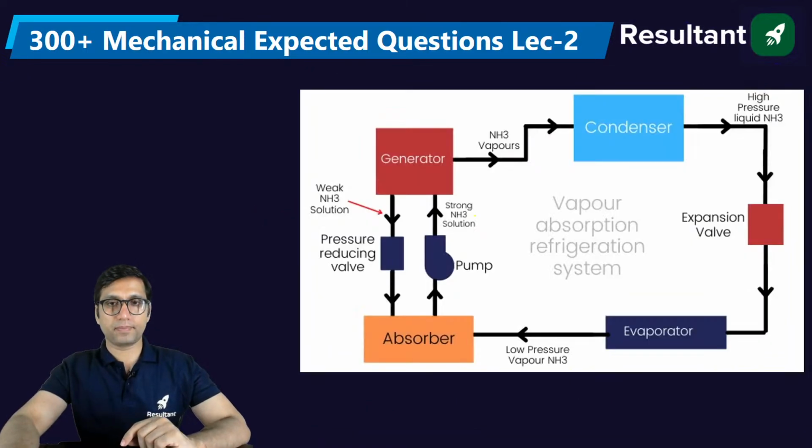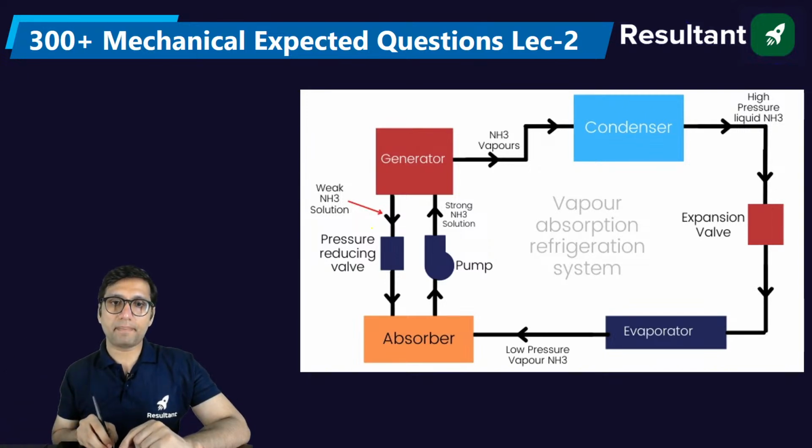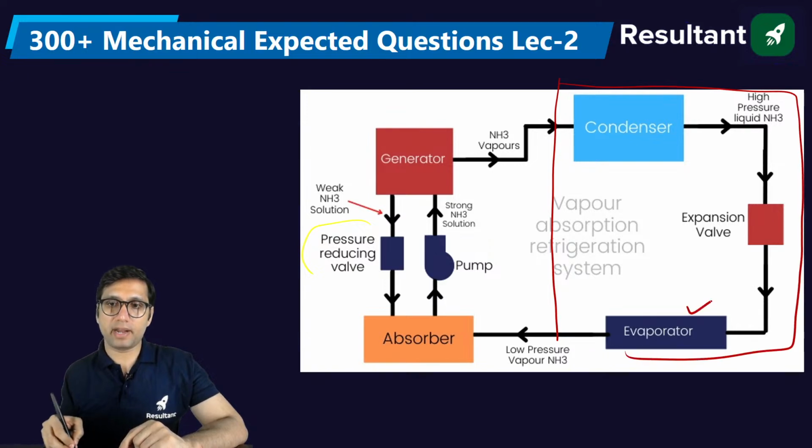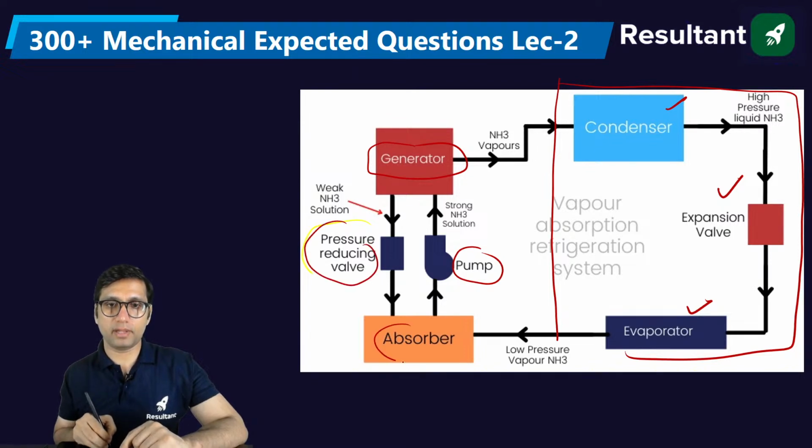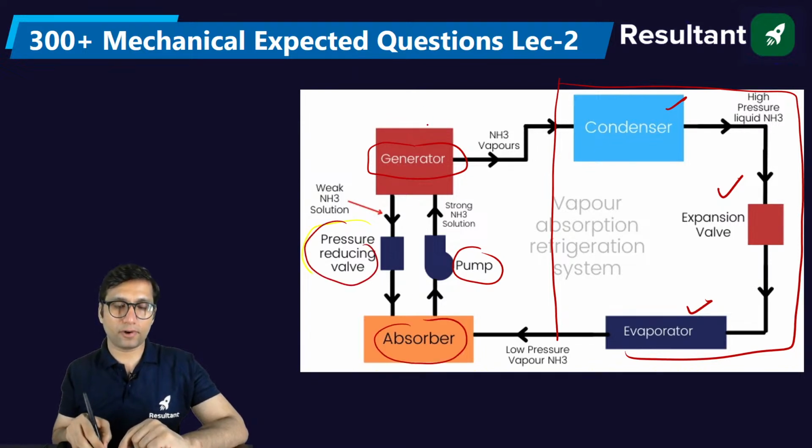You can check that these 3 components are common in vapor absorption and vapor compression, that is evaporator, expansion valve and condenser. But what other components are used? Generator is used here, pump is used, pressure reducing valve and absorber. These are the 4 components which are replacement of compressor in vapor absorption system.